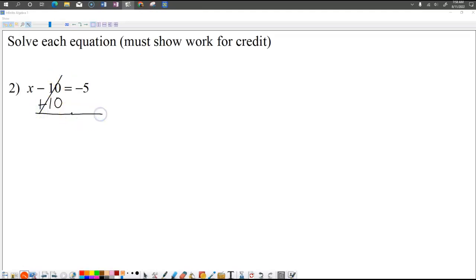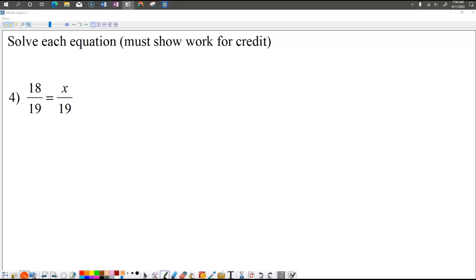But whatever you do to one side, you do to the other. And so now let's see what we have left. We can bring this x down. That's still there. The 10s are gone. Bring down your equal sign. Negative 5 and positive 10 make 5. And so I've got x by itself, and the answer is 5. All right? Let's go ahead and take a look at number 4.